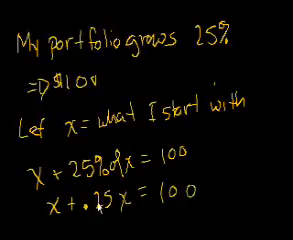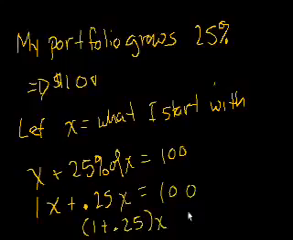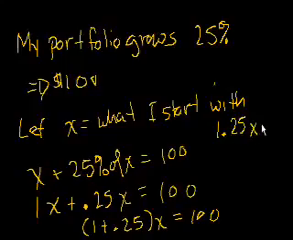And now actually this might be a level 3 linear equation. But the bottom line, we can just add the coefficients on the x. So here x is the same thing as 1x, right? So 1x plus 0.25x, well, that's just the same thing as (1 plus 0.25)x. We're just doing the distributive property in reverse. Equals 100. And what's 1 plus 0.25? It's easy. It's 1.25. So you say 1.25x is equal to 100.